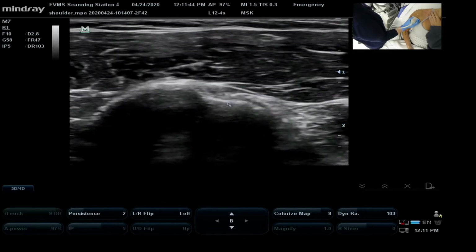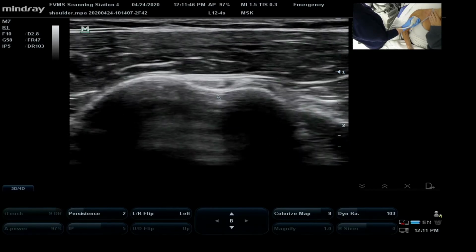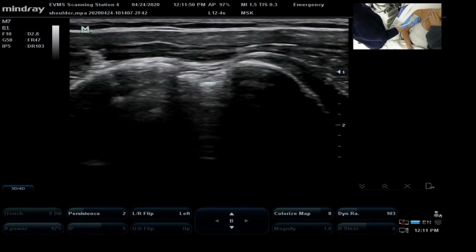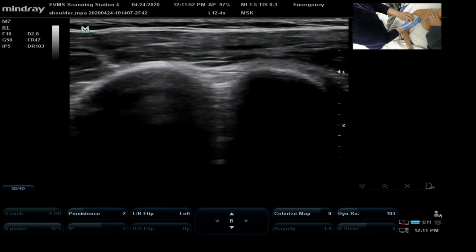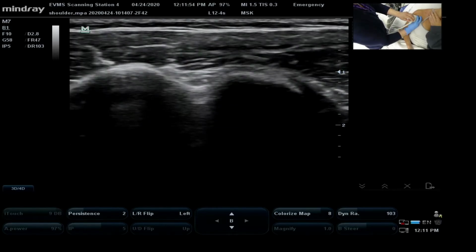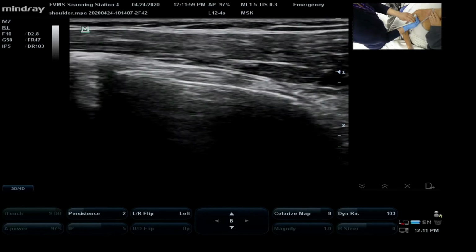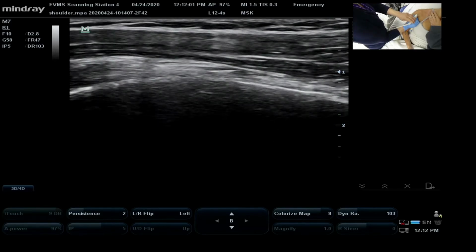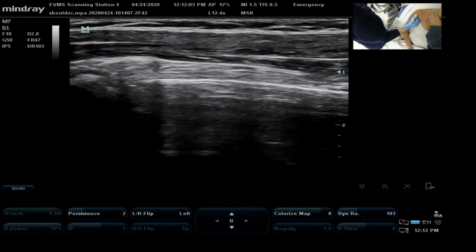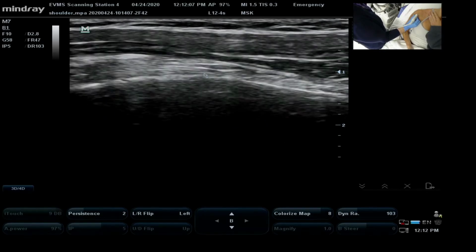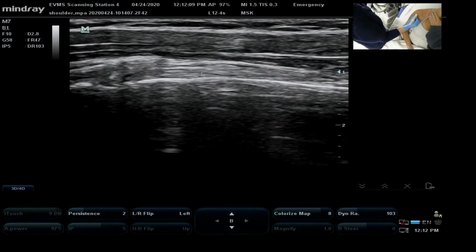If I take it back up, adjusting as I go for anisotropy, I can follow this all the way up. I'm going to turn my probe long axis. Remember that my probe marker is going to point towards the patient's head. And as I turn on that tendon, we see that bright fibular pattern of the tendon.